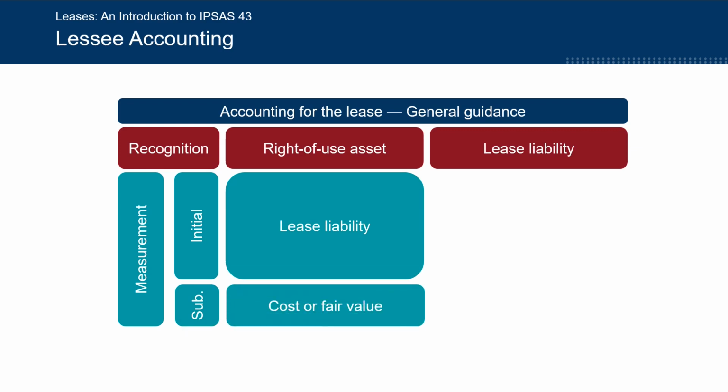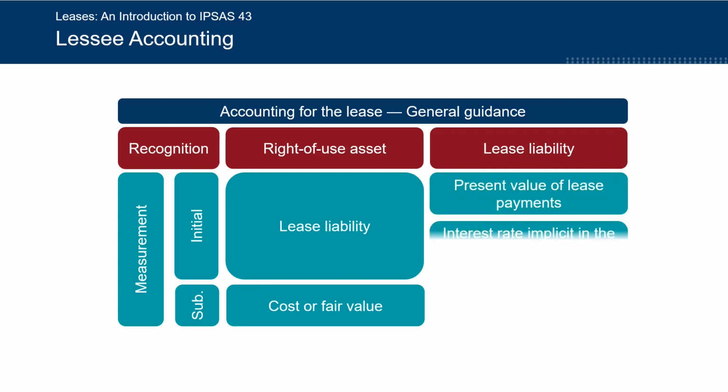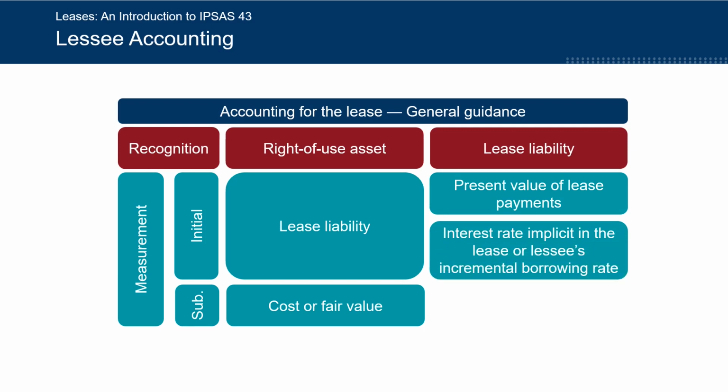The lease liability is initially measured at the present value of the future lease payments by using the interest rate implicit in the lease, if that rate can be readily determined. If that rate cannot be readily determined, the lessee shall use the lessee's incremental borrowing rate. Subsequently, the lease liability is measured at amortized cost. IPSAS 43 also introduces recognition exemptions for short-term leases and leases of low-value assets, for which expense is recognized on a straight-line basis over the lease term or another systematic basis.